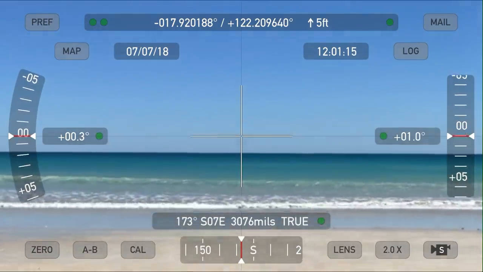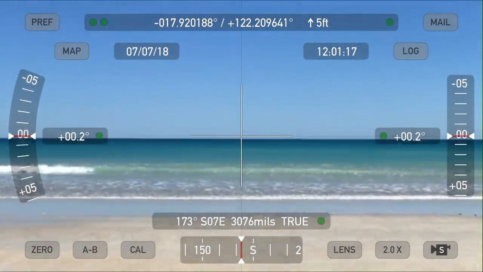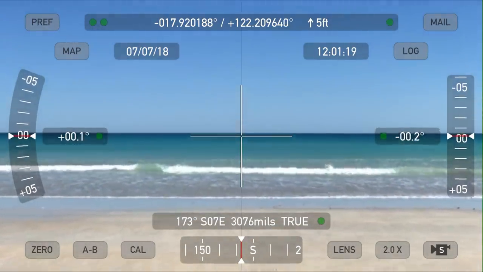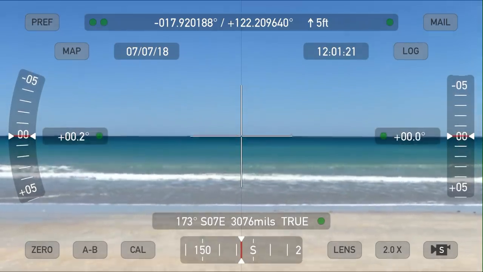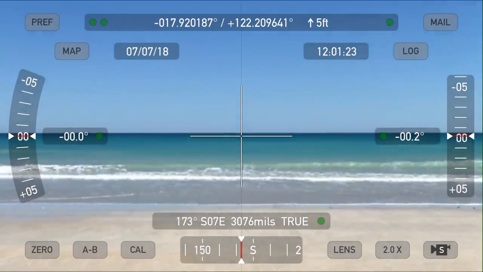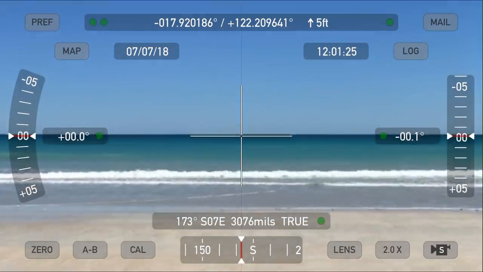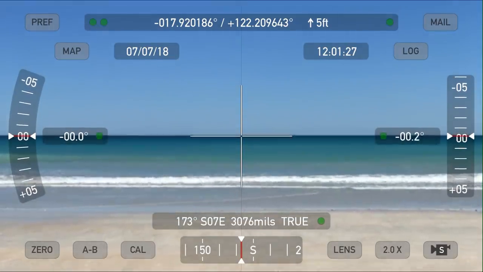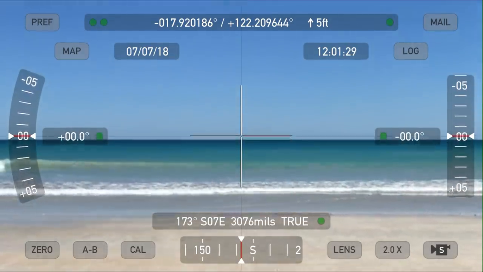So I'm just down at Cable Beach testing the calibration on this Theodolite app. See as the crosshairs are near the horizon, it's showing about zero. It's a bit windy, so it's shaking around slightly.